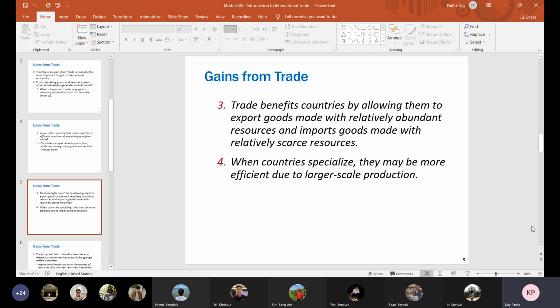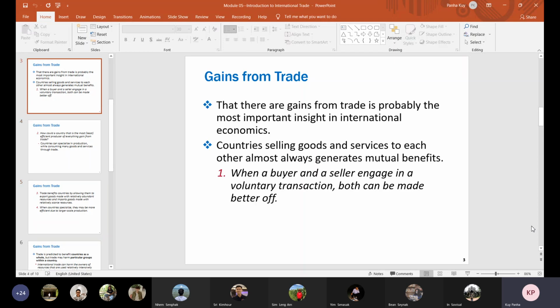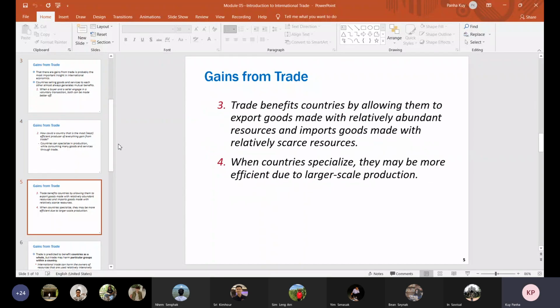Okay, and another reason for the gain from trade is that when a country specializes, it may be more efficient due to the larger scale of production. See that? So these are the four reasons that you can explain in terms of the gain from trade. Okay, here. Countries selling goods and services to each other almost always generate mutual benefits. So these are the benefits that you receive. So far, so good.